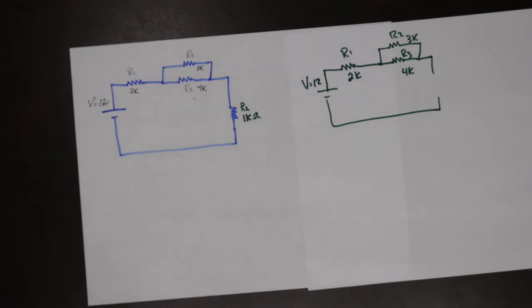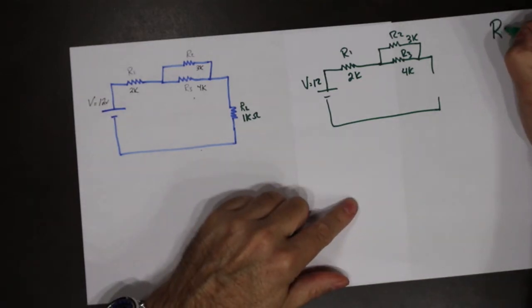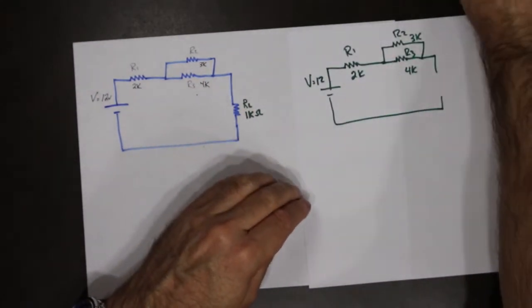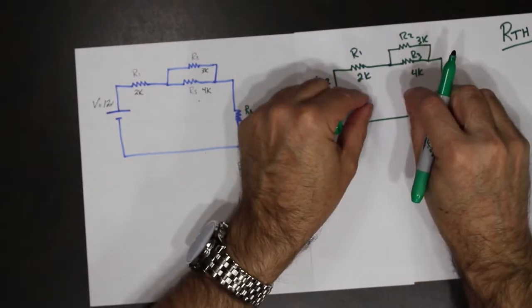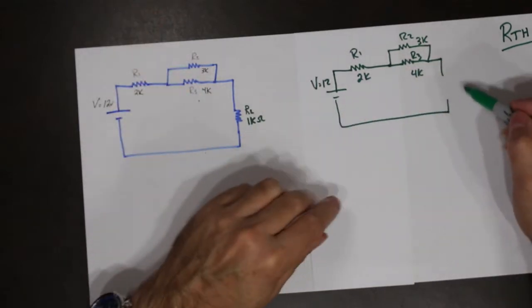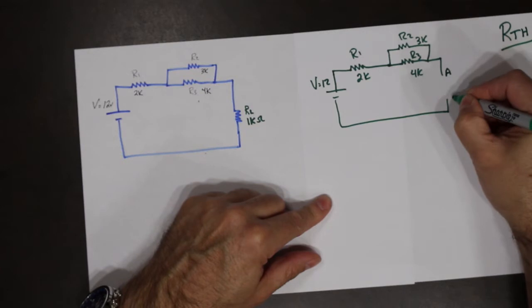So, let's do Thevenin's equivalent resistance first. So R Thevenin is what we're going to find. So we're looking for that value. The first step is to remove the load. Take the load out, remove the load. Mark it A and B.